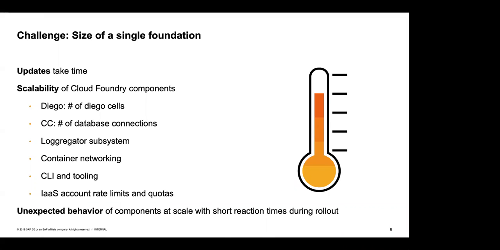What is the number of VMs of a certain size that a particular hyperscaler can provide you in a certain region? So things like that also factor into the overall size of the Cloud Foundry landscape, and those are boundary conditions that are imposed by the particular hyperscaler.